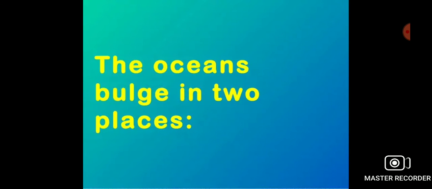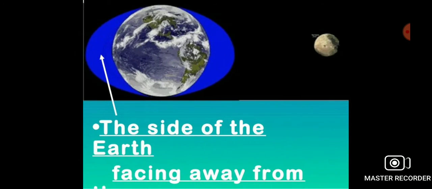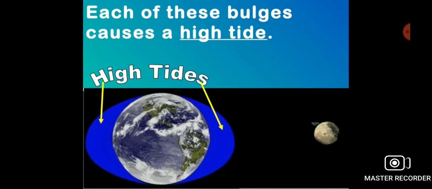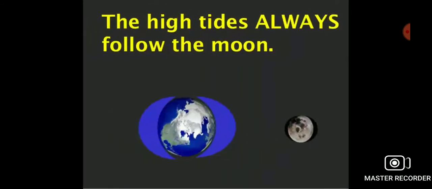The ocean bulges in two places: the side of the earth facing the moon and the opposite side of the earth, the side facing away from the moon. Each of these bulges causes a high tide, as you can see in the yellow arrow. At the same time, low tides occur between the two bulges.